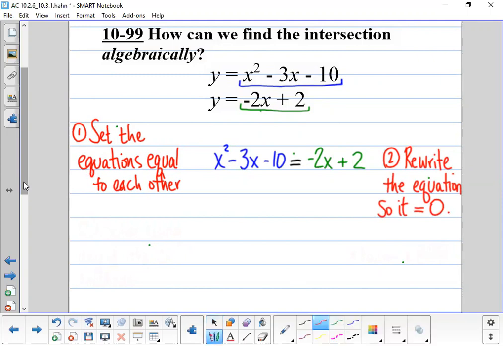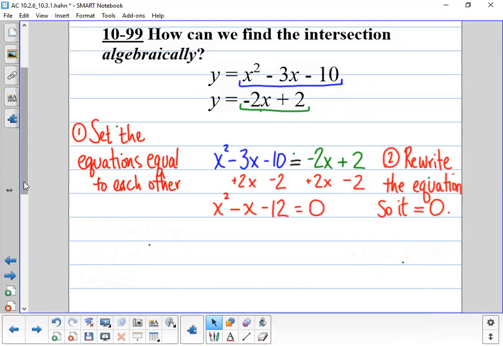That means I need to move this negative 2x by adding 2x to both sides. And I need to move this plus 2 by subtracting 2 from both sides. And that will get me x squared, negative 3 plus 2 is negative 1x, negative 10 minus 2 is negative 12, equals 0. So now I have my equation equal to 0.